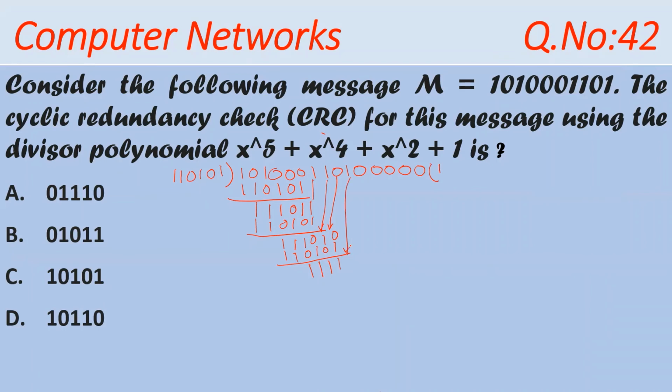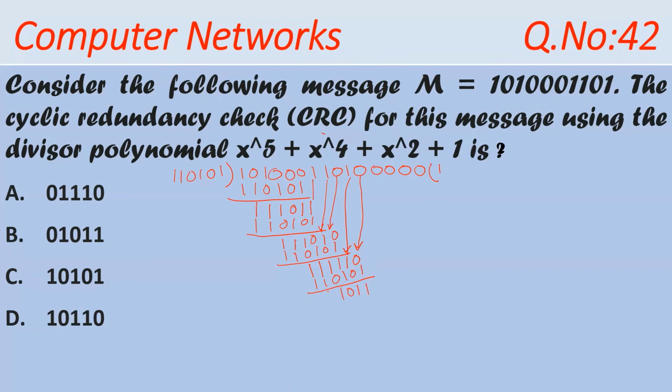So bring this down for 1. So I need 6 digits, bits. Okay. So I'm bringing this also down. So it is like 5 ones and a 0. So 1, 1, 0, 1, 0, 1. So do the XOR operation. So I get 1, 1, 0, 1.